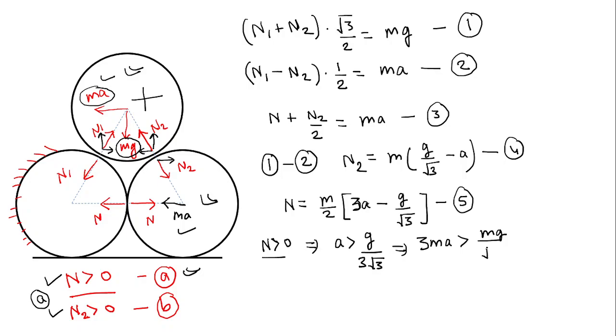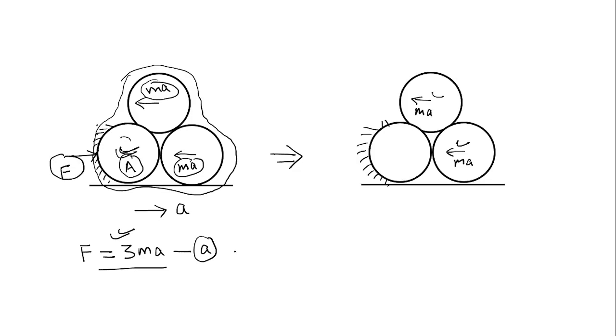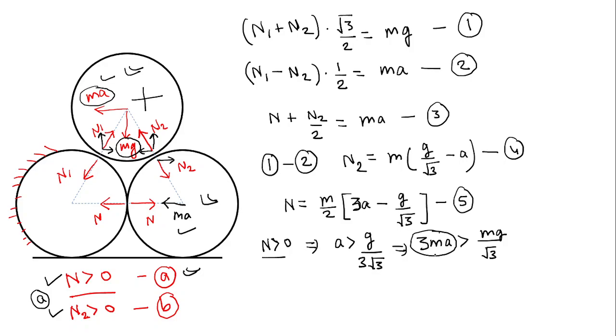But you remember what was our 3MA? If you don't remember, let me show you. 3MA is nothing but our force. So this gives you the condition that F should be greater than or equal to Mg upon root 3. So you got the minima of F.